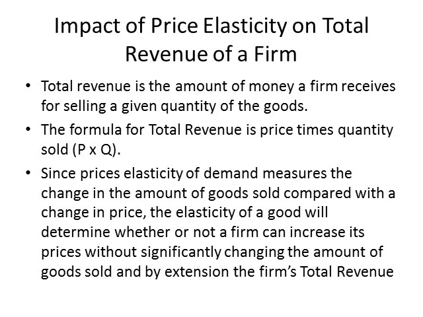Total revenue is the amount of money a firm receives for selling a given quantity of goods. The formula for total revenue is price times the quantity sold, or P times Q. Since price elasticity of demand measures the change in the amount of goods sold compared with a price change, the elasticity of the goods will determine whether or not a firm can increase its prices significantly without changing the amount of goods significantly, and by extension, its total revenue. Let's look at a couple of examples.